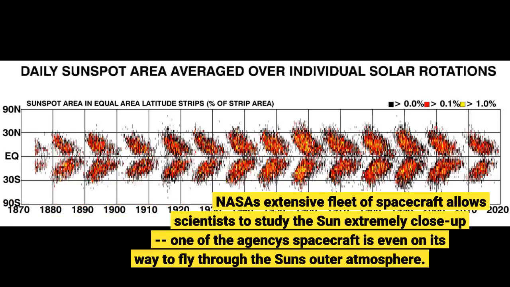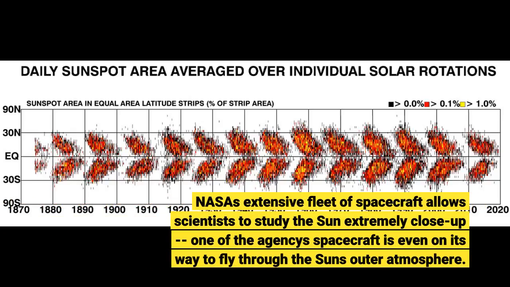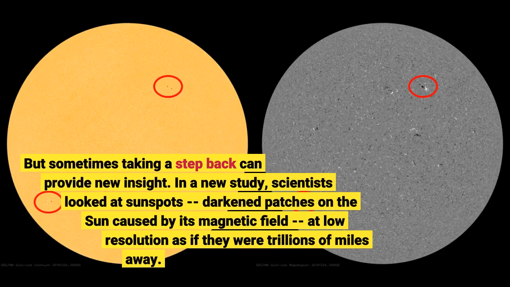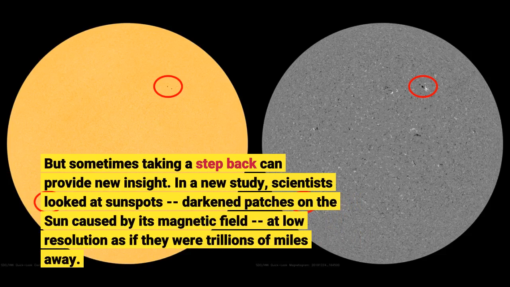NASA's extensive fleet of spacecraft allows scientists to study the Sun extremely close up. One of the agency's spacecraft is even on its way to fly through the Sun's outer atmosphere. But sometimes taking a step back can provide new insight. In a new study, scientists looked at sunspots, darkened patches on the Sun caused by its magnetic field, at low resolution as if they were trillions of miles away.